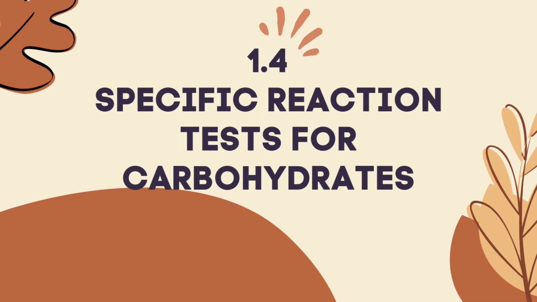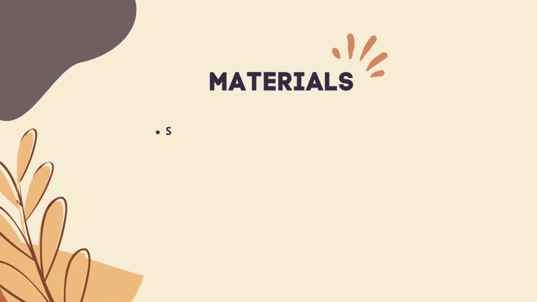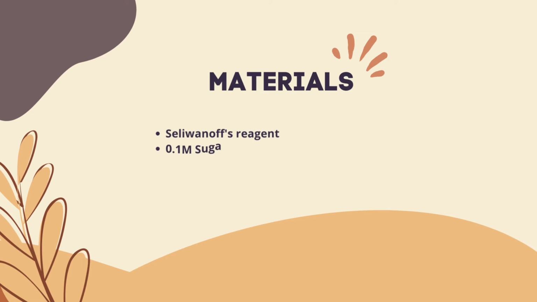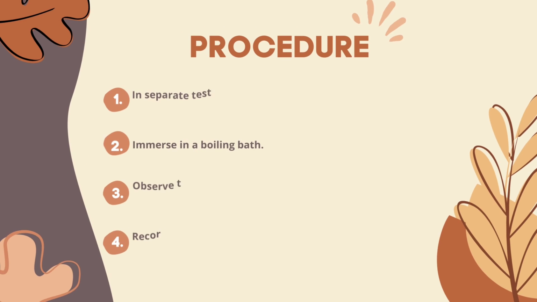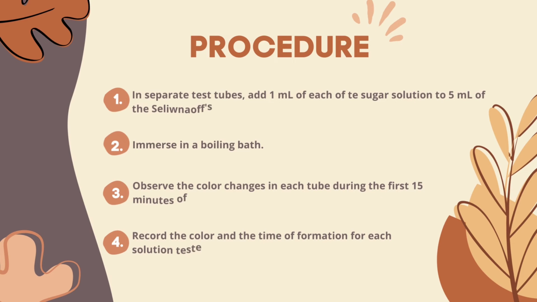Specific reaction test for carbohydrates. Seliwanoff's test. Materials needed: Seliwanoff's reagent, and 0.1 molarity sugar solutions of each glucose, xylose, and fructose. Procedure. Step 1. In separate test tubes, add 1 ml of each of the sugar solutions to 5 ml of the Seliwanoff's reagent.